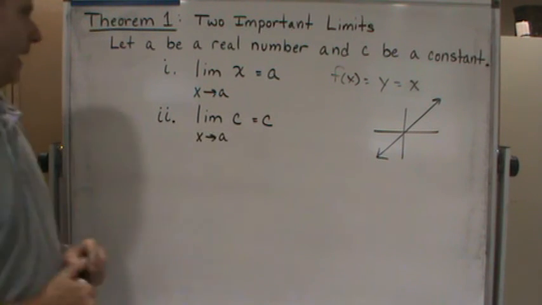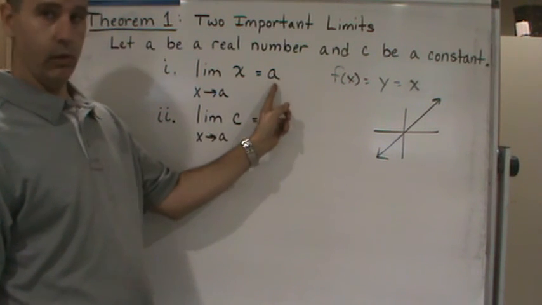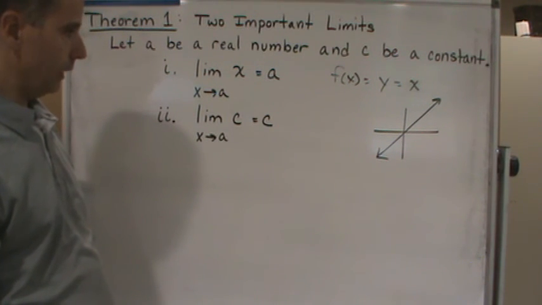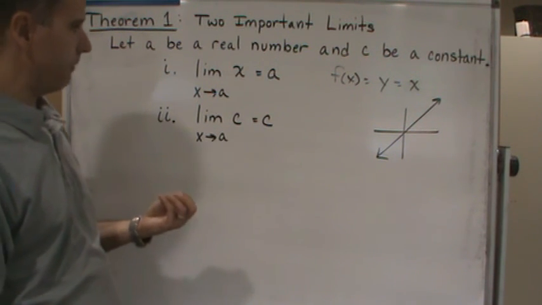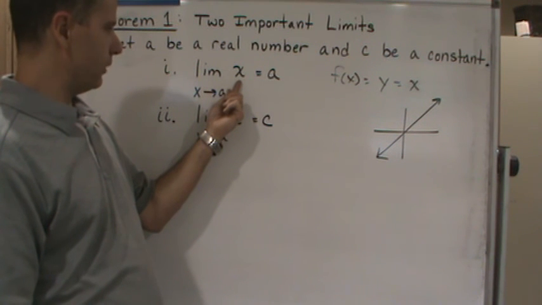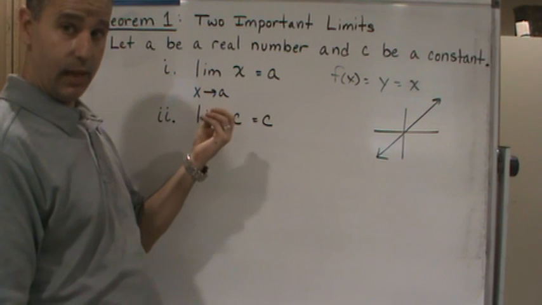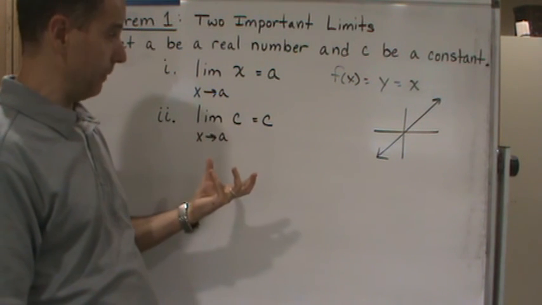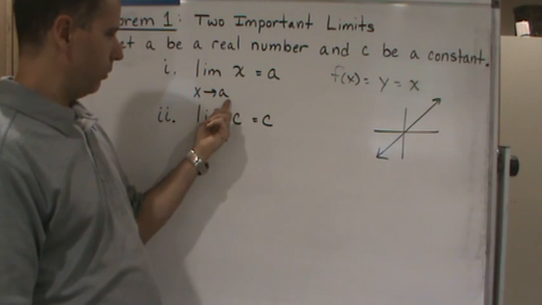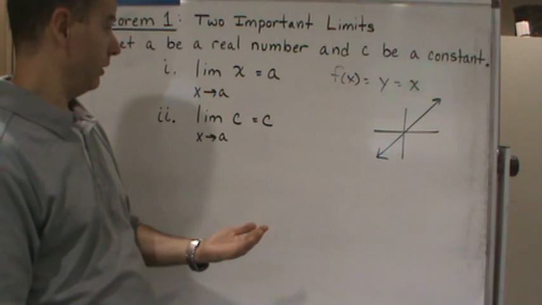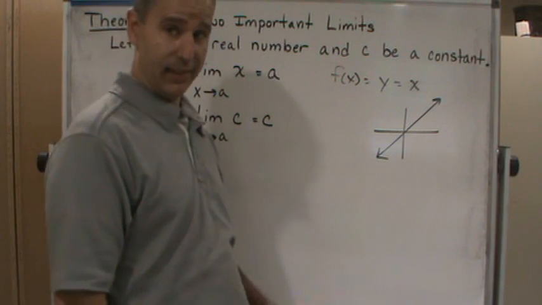So what this is saying is that the limit of x as x approaches a is a. Okay? And that makes sense intuitively if you think about it, because if f of x is equal to x, then whatever x is, f of x is equal to that. Y is equal to that. And so as x approaches a, well, that means f of x is also approaching a. And so that's that limit.